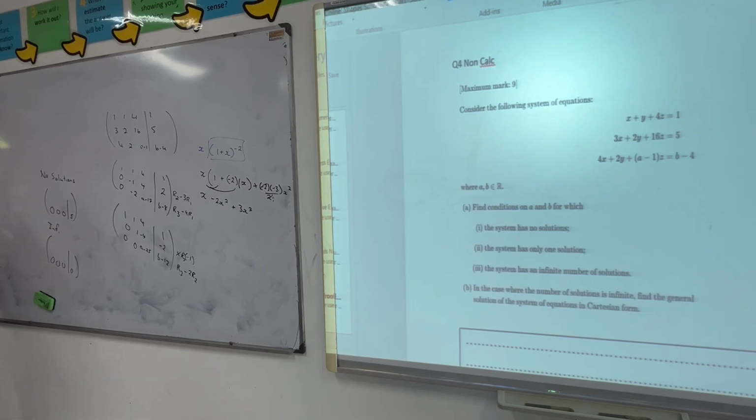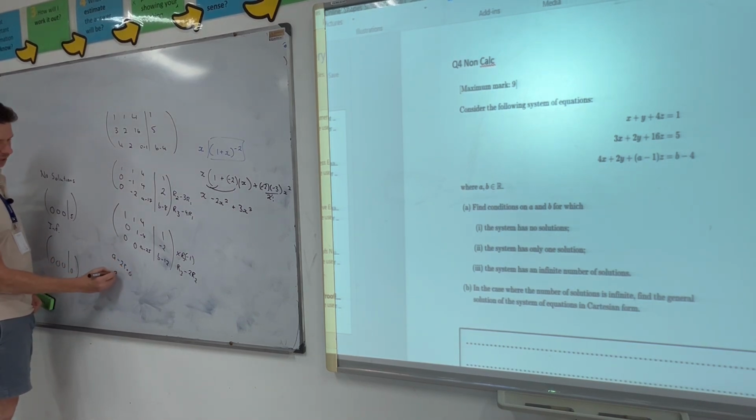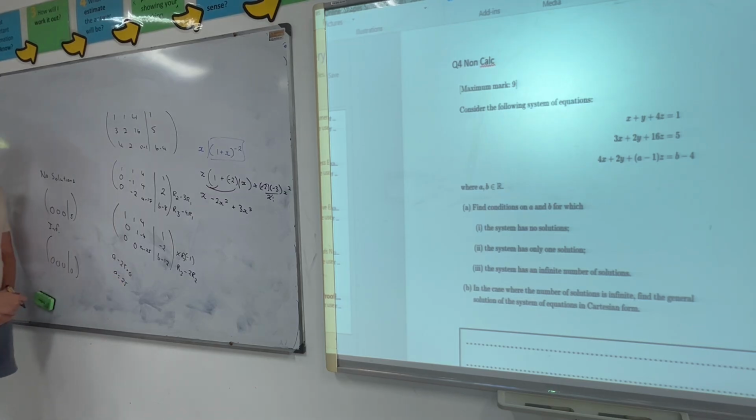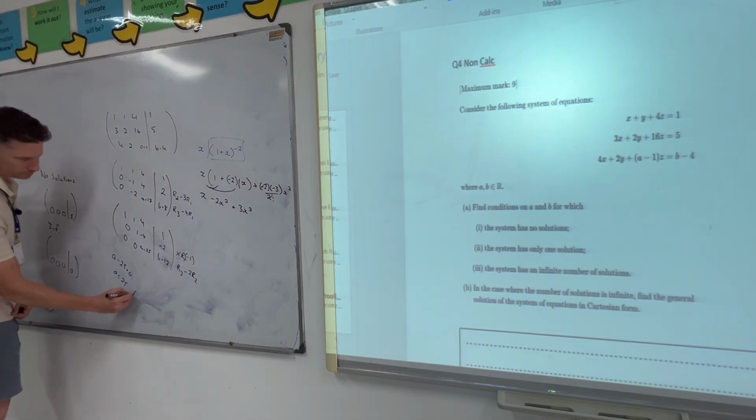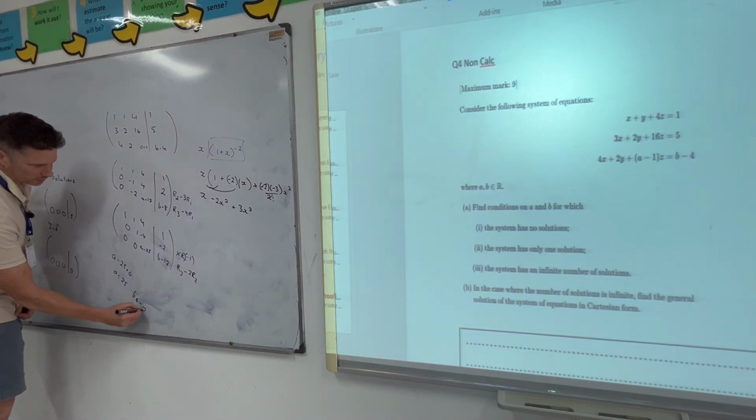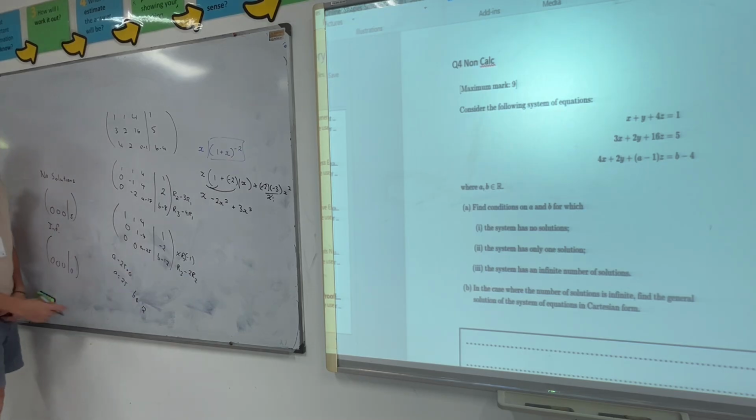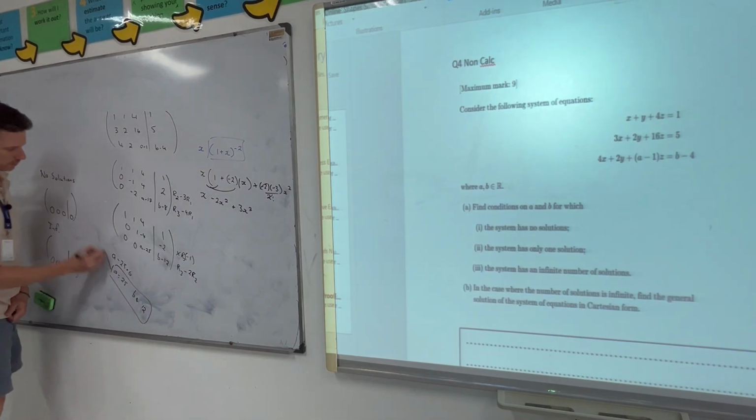Wait, what B cannot be? I haven't got there yet. Okay, so if I want this to happen, I just need this to be a 0, this to be a 0. So A minus 25 equals 0, so A is equal to 25. If A is 25, then I get no solutions. What about B though? As long as B is not 12. That also can't equal, because if this was a 0 as well, then it's this one. So this is our first answer for this one.